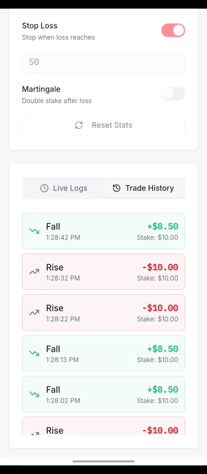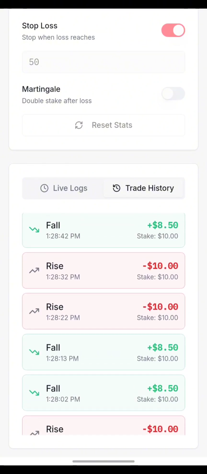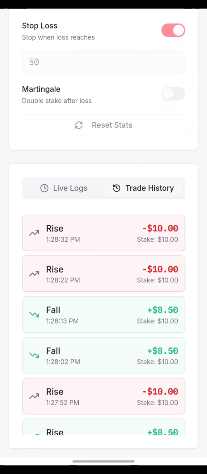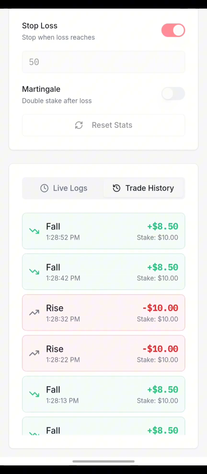So if you do the wrong setting, definitely, the AI will be taking the wrong trades, and it won't be giving you the right results.